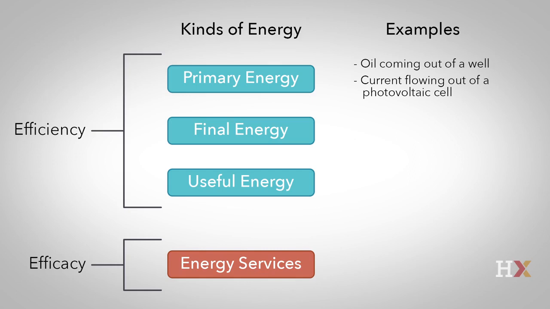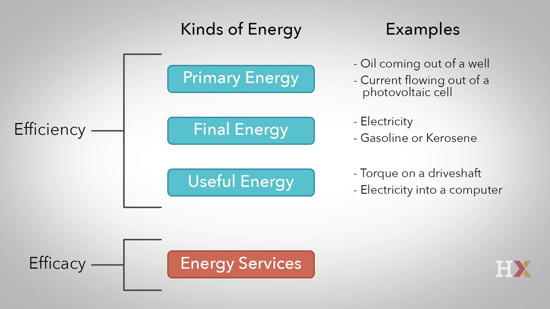Final energy is energy in the form to which it is sold to some entity that wants to buy it. So that might, for example, be electricity or processed fuels. So for example, crude oil is not final energy, but gasoline or kerosene for a jet aircraft is final energy. Then there's useful energy. Useful energy is the energy in the form that is finally used to provide some good or service. So for example, this might be the motive power coming out of an electric motor in an electric car, or it might be the energy flowing into a computer.